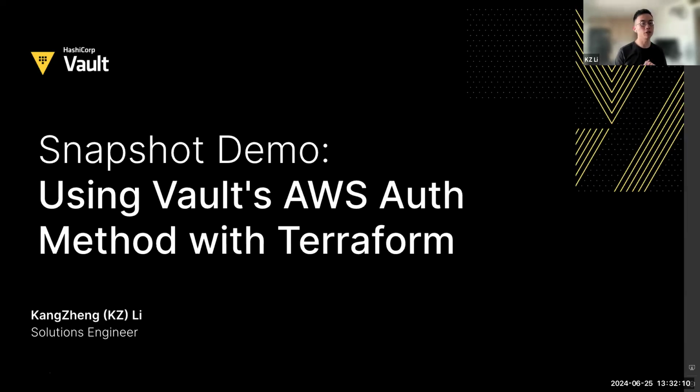The topic that we are going to talk about today will explore the use of the AWS Auth Method to authenticate AWS EC2s to access secrets stored in HashiCorp Vault. And we will be using Terraform to do a deployment of the AWS environment, as well as the configuration of HCP Vault itself.